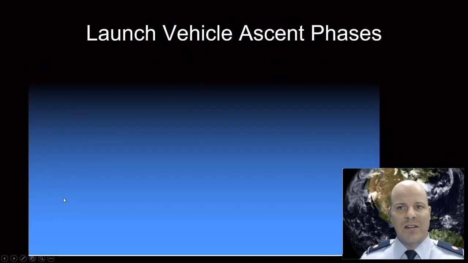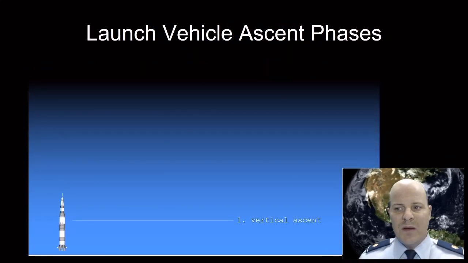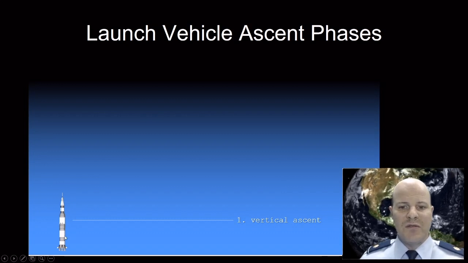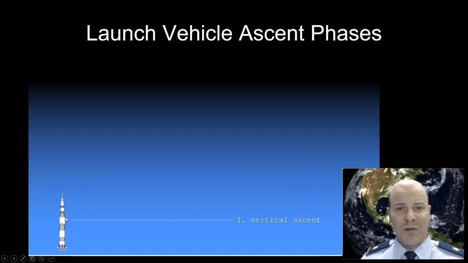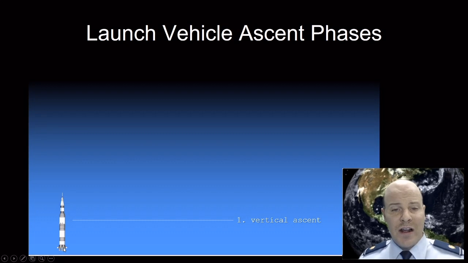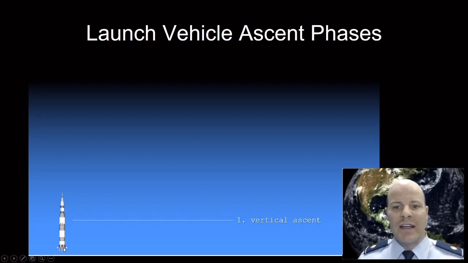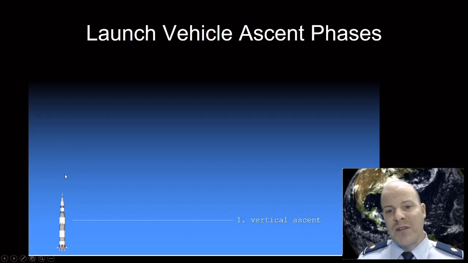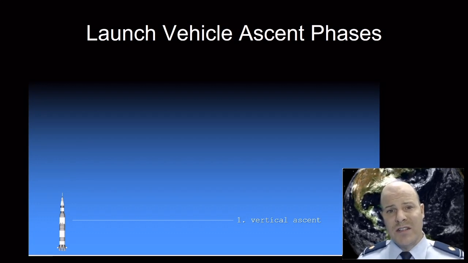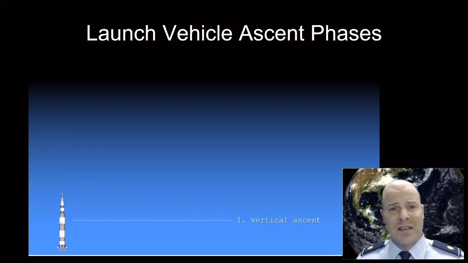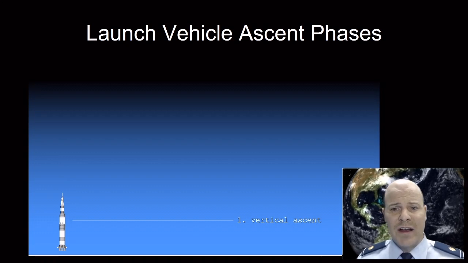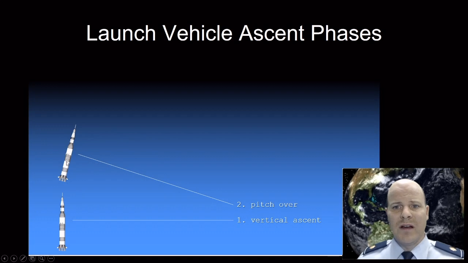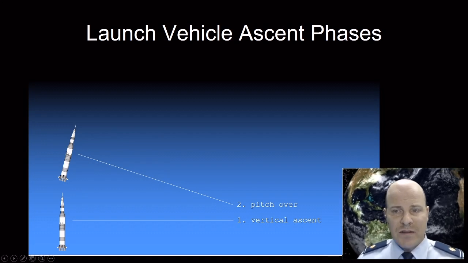So let's look at our ascent phases to begin with. We're going to have four different ascent phases, and the first ascent phase for our launch vehicle is going to be that of vertical ascent. Here our launch vehicle is going to start out on the launch pad and try to gain as much altitude as possible. It's also moving through the densest part of the atmosphere, so it's going to try to do this as quickly as possible because the dense atmosphere is going to incur the most drag on our launch vehicle. The next is called the pitch over portion of our launch vehicle ascent.